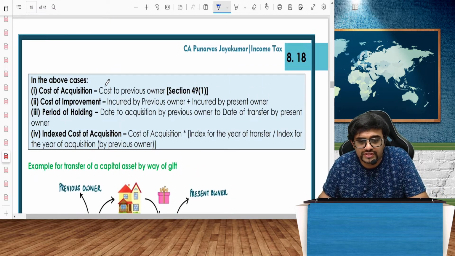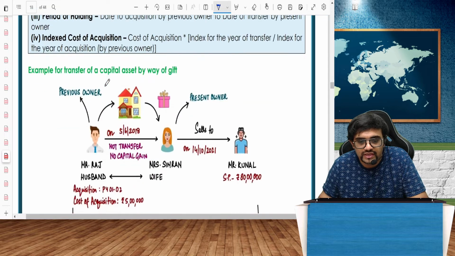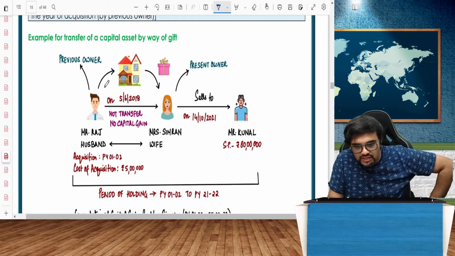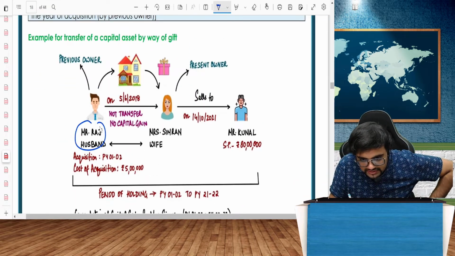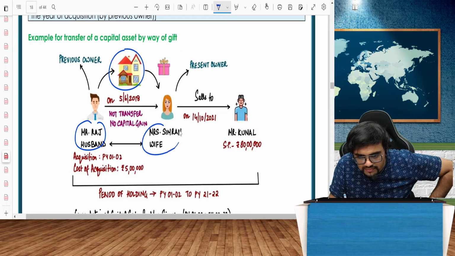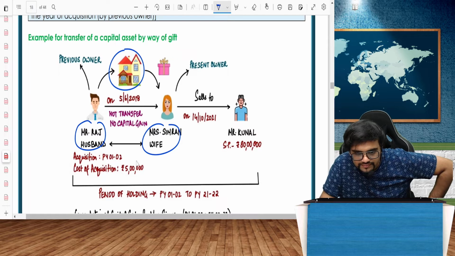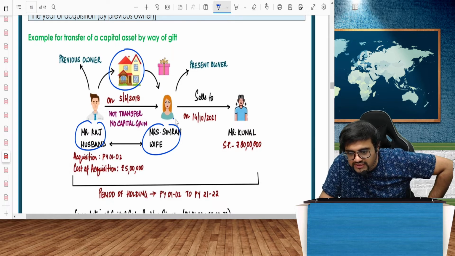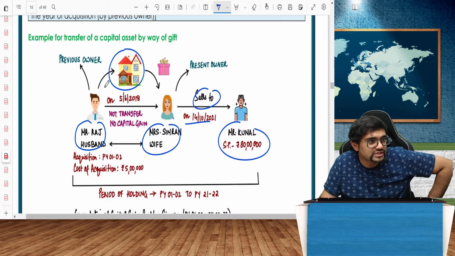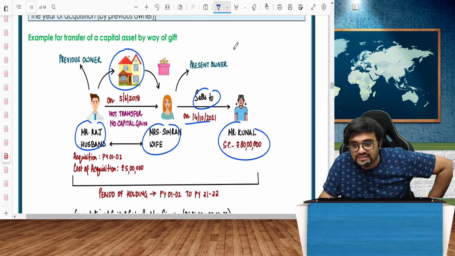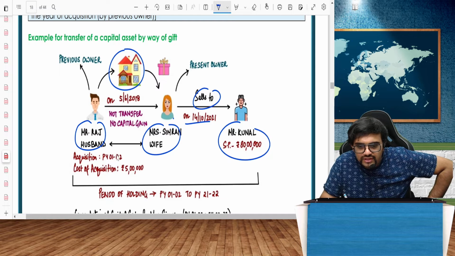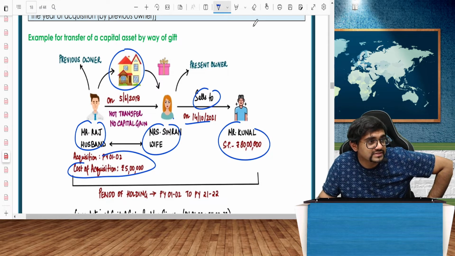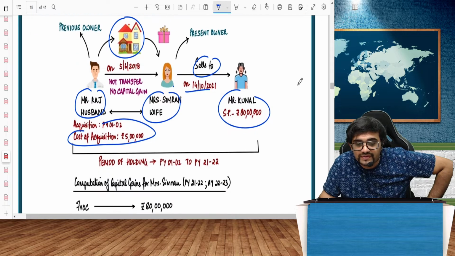In the above cases, cost of acquisition is what? Cost to previous owner. You see a gift taxation. Mr. Raj, husband, gifts the house to Mrs. Simran, wife. And Mrs. Simran will sell it to her boyfriend, Kunal, for 80 lakhs. So now the thing is, the cost will flow from the previous owner, 5 lakhs. Correct? Cost will flow from the previous owner, 5 lakhs.